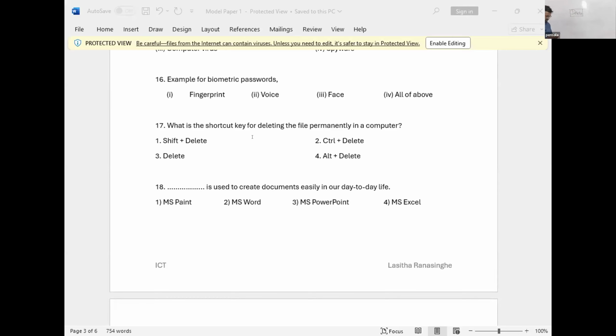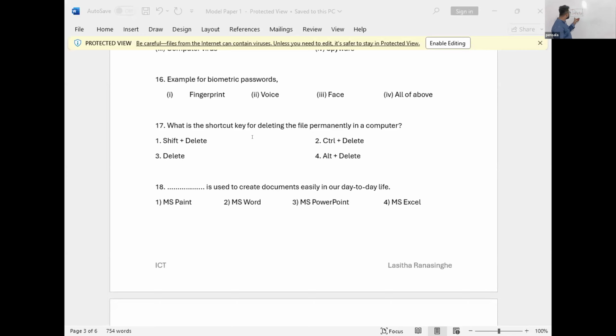There is a button called delete on your keyboard. You can check. So this will delete the file temporarily. The file will be stored in the recycle bin.